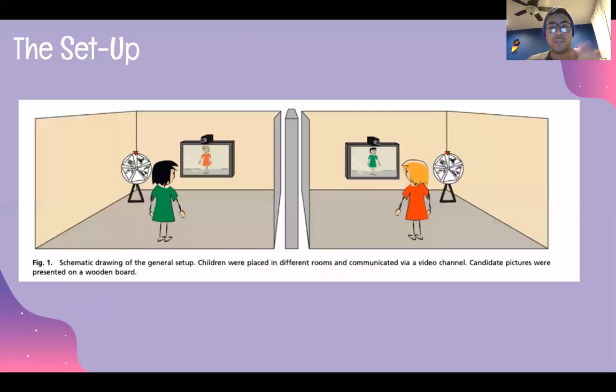So this was the setup in the study. As you can see, there were children on each side of a wall, and there was a camera showing them to one another. On each child's left or right-hand side, there was a wheel that had to be spun. Whatever picture the wheel chose was the picture they had to depict to one another. This was done in multiple rounds, and with children of different ages as well.